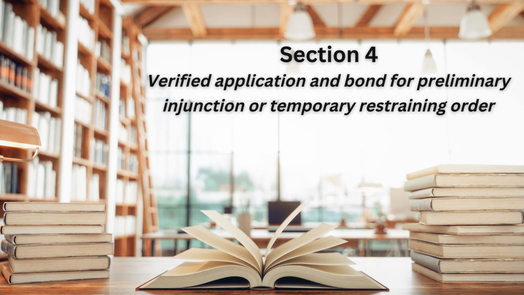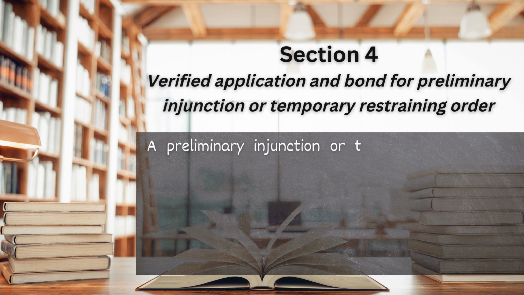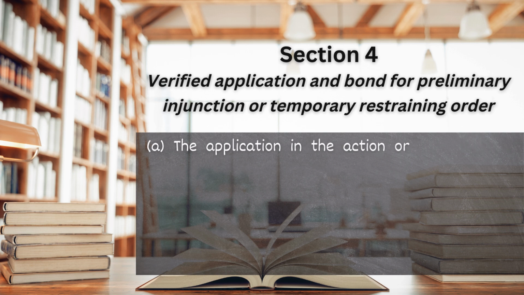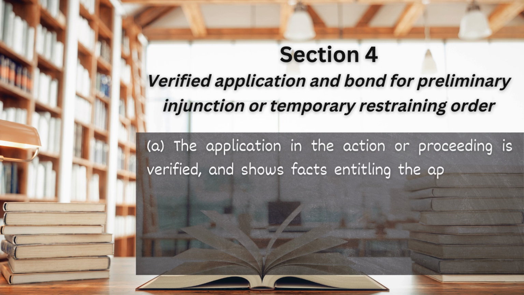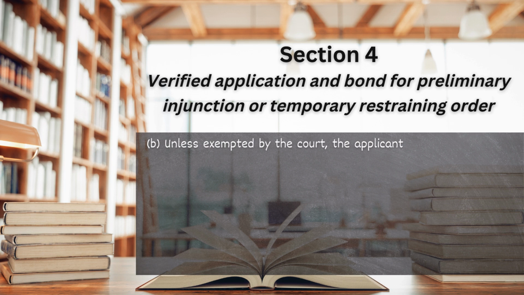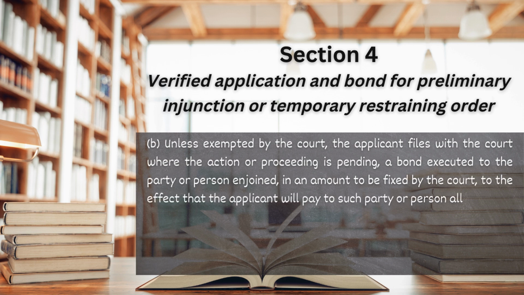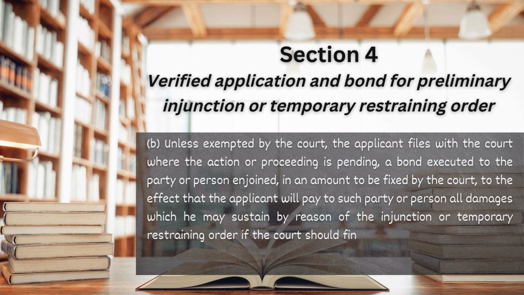Section 4. Verified application and bond for preliminary injunction or temporary restraining order. A preliminary injunction or temporary restraining order may be granted only when the application in the action or proceeding is verified and shows facts entitling the applicant to the relief demanded, and unless exempted by the court, the applicant files with the court where the action or proceeding is pending a bond executed to the party or person enjoined in an amount to be fixed by the court to the effect that the applicant will pay to such party or person all damages which he may sustain by reason of the injunction or temporary restraining order if the court should finally decide that the applicant was not entitled thereto.